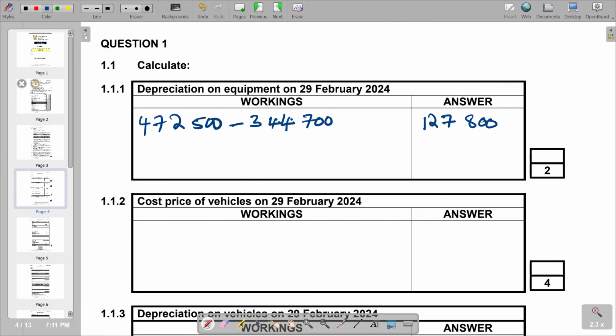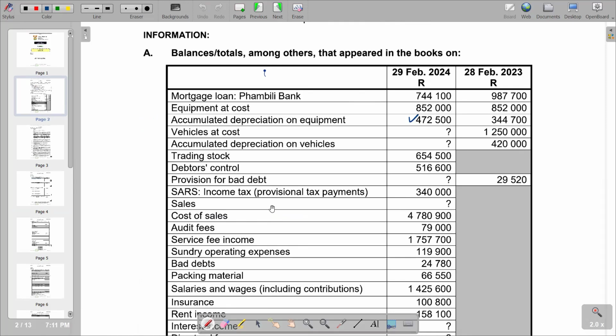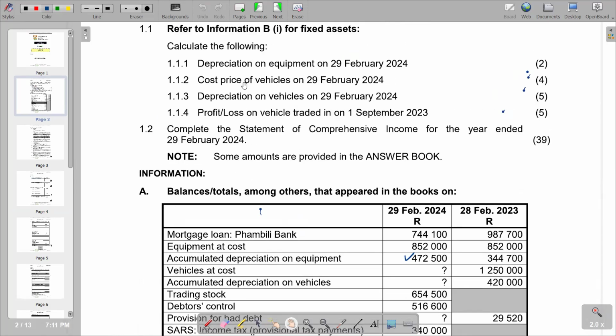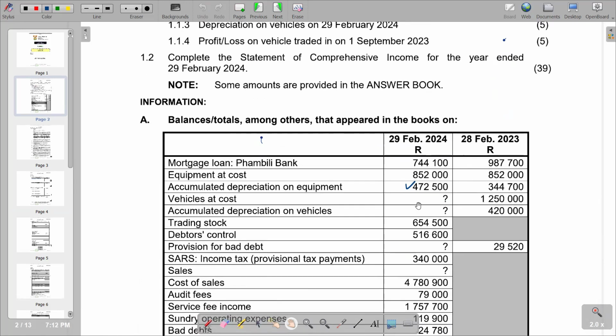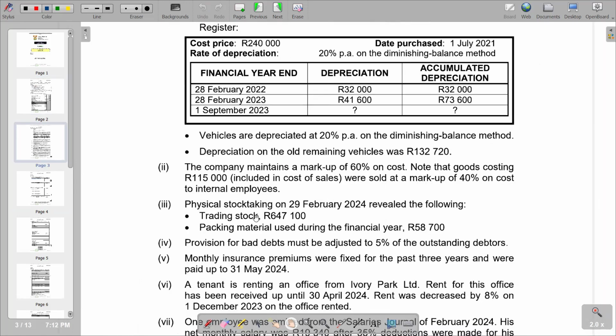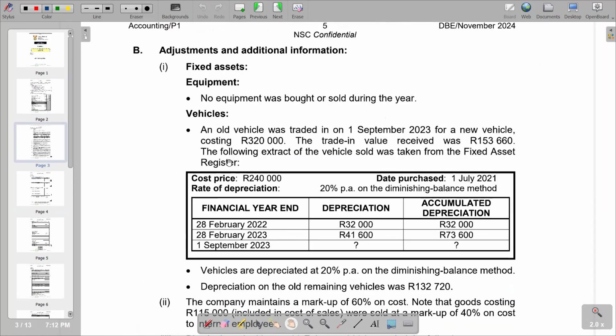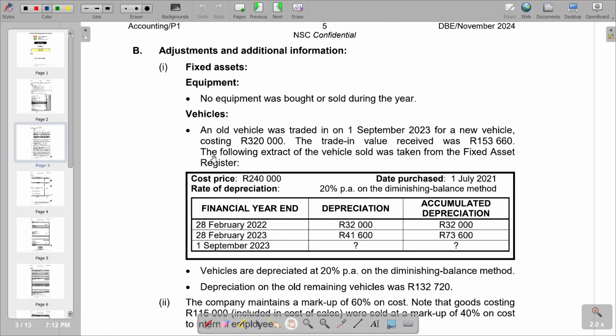Moving on to the second part, we are given it as a calculation of the cost price of vehicles on 29th February 2024. If you come here, you see that for vehicles, the cost at the end is not given, but we are given the cost at the beginning. So we go to the additional information on the fixed assets. We need to find the movements in terms of the vehicles: what vehicles were bought and what vehicles were disposed of.